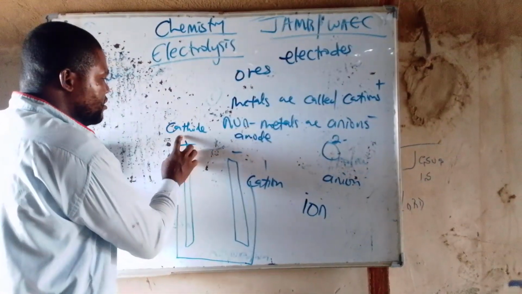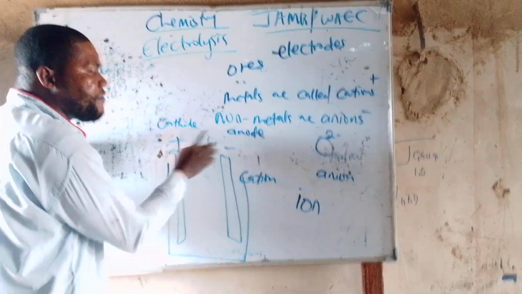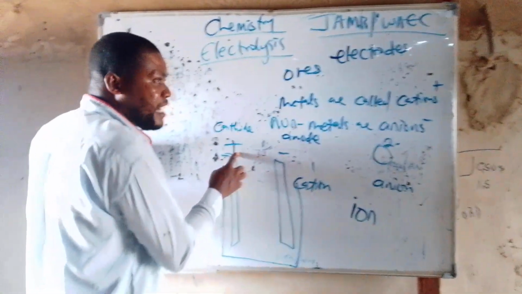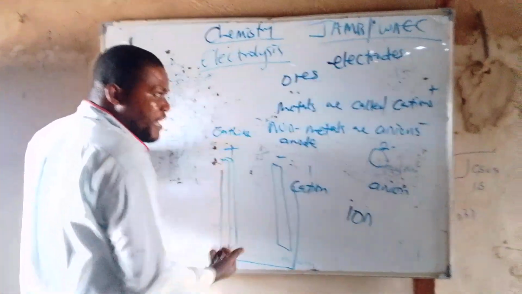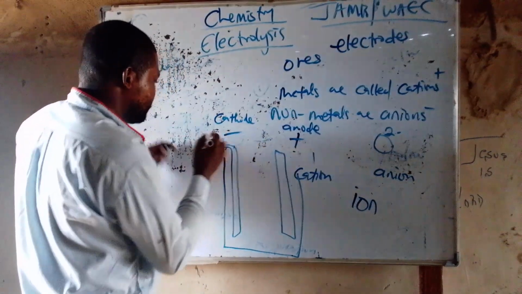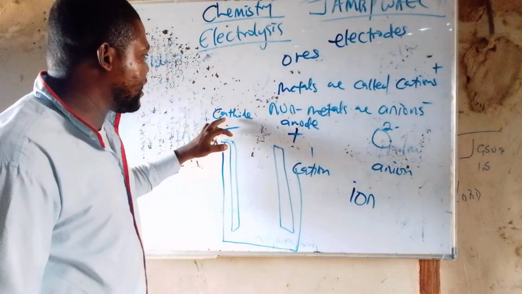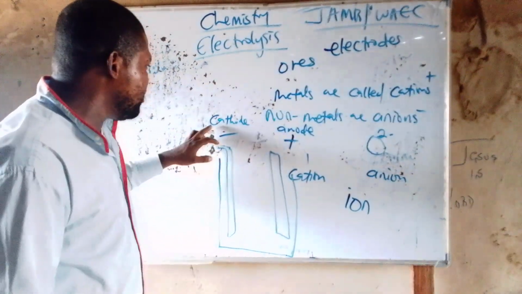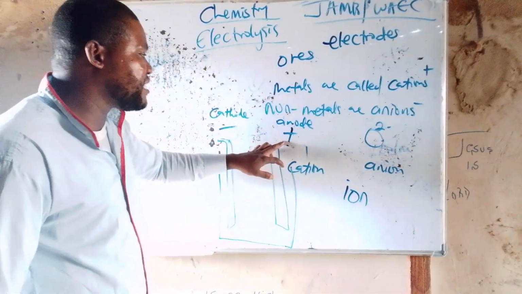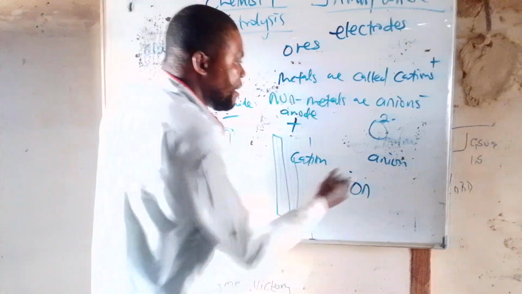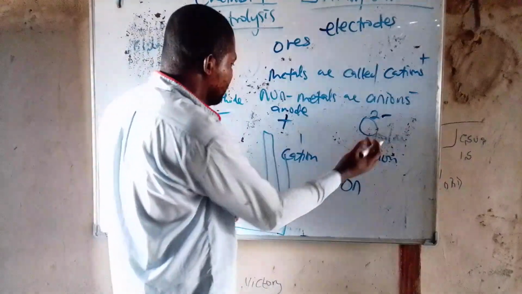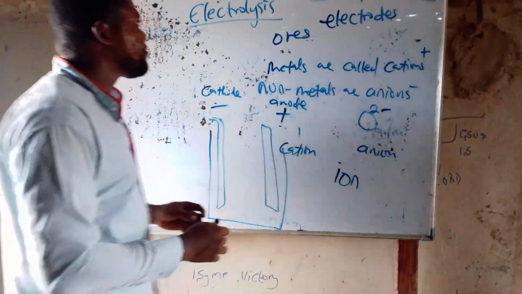Now, I have the cathode. The cations go to the cathode to receive electrons. The cathode and the anode: the cathode is seen with a negative sign, the anode with a positive sign. The cations go to the cathode, the anions to the anode.